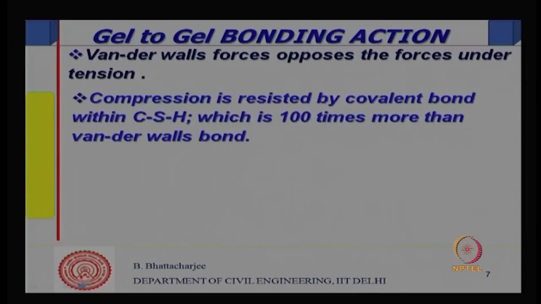Compression, on the other hand, is restricted by covalent bonds within CSH. If you are trying to push the sheets under compression, you are pushing one sheet against another, which means that you are trying to compress the CSH bond itself, which is not possible. So, that is why they are strong in compression, because you can't compress the CSH bond so easily.